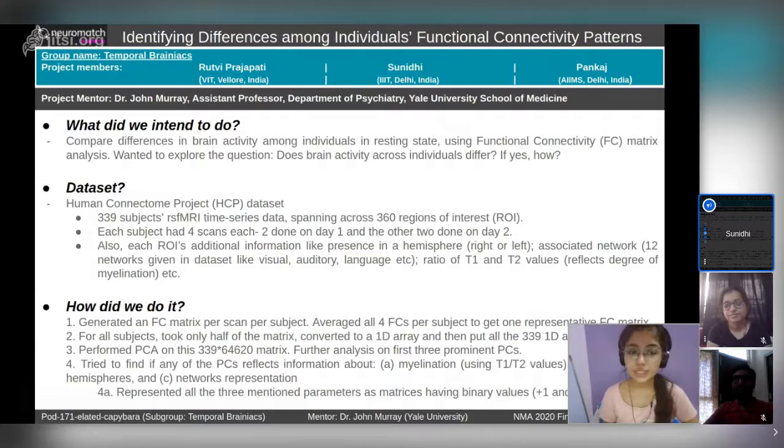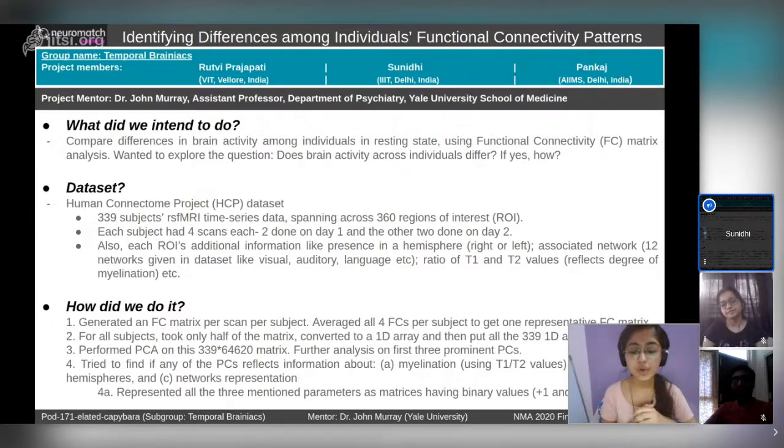How did we go about doing it? We generated an FC matrix per scan per subject. Then we combined all the 4 generated FC matrices into one representative FC matrix of each individual. For all subjects, we took only half of this matrix because FC matrices are symmetric, right? So we converted these half matrices into 1D arrays, combined all these 339 1D arrays into a big matrix. We performed PCA on this 339 by 64620 dimension matrix, and we took only the first 3 PCs to study further.